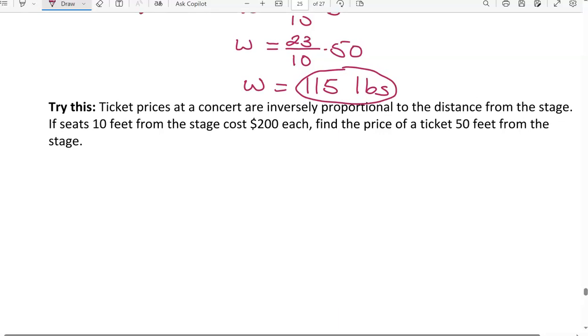Ticket prices at a concert are inversely proportional to the distance from the stage. Seats 10 feet from the stage cost $200. Find the price of the ticket 50 feet from the stage. Pause the video while you try this one on your own.